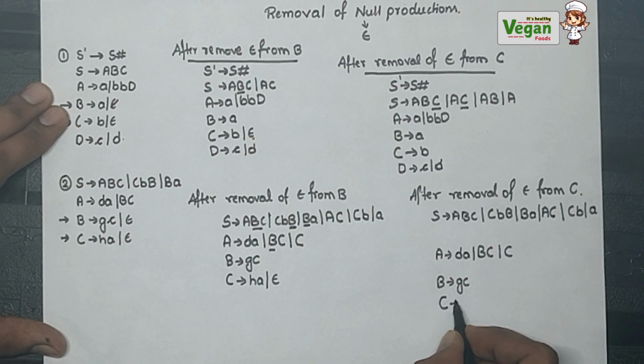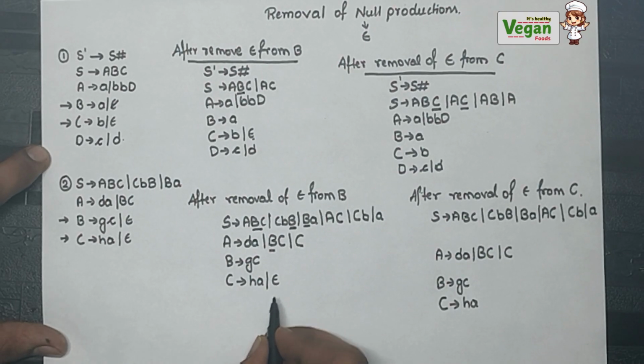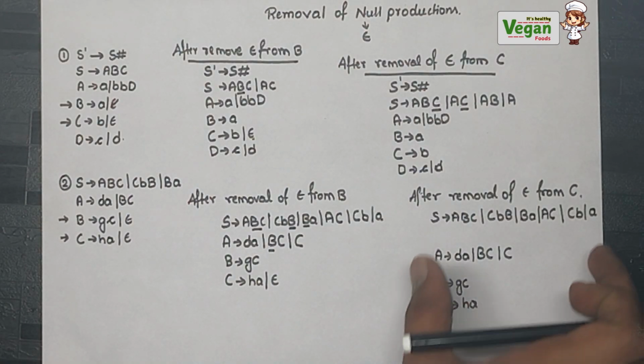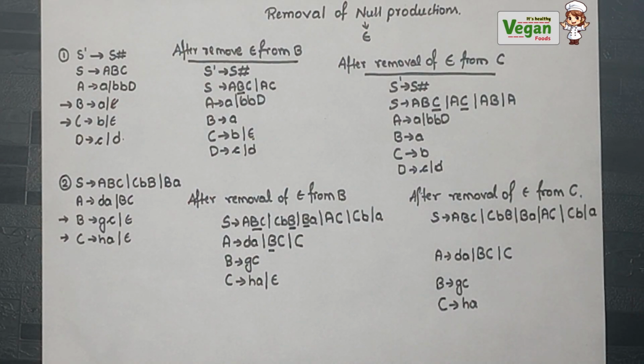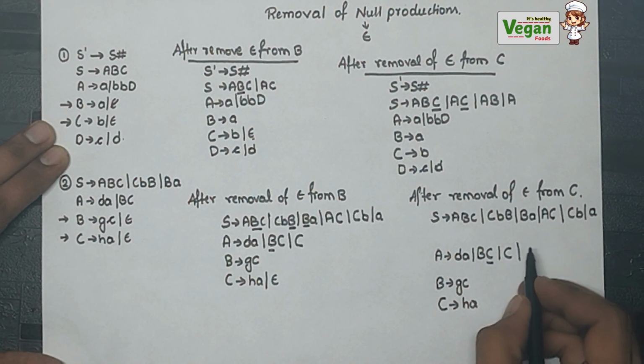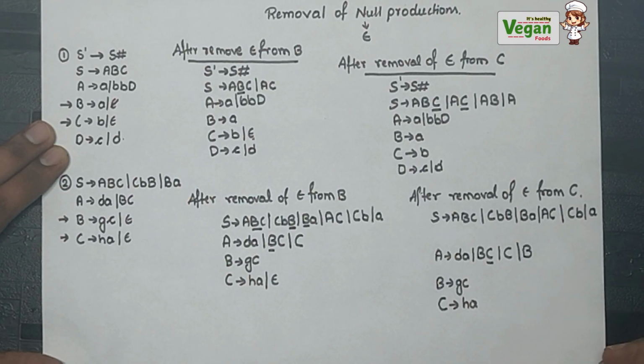Next capital letter C will be producing HA, and another projection is the epsilon. Since we remove the epsilon, only HA will be the projection which will be produced by the capital letter C. Now what you must do, after the removal of epsilon, you must search for the capital letter C in the right hand side. If you see in the right hand side, here capital letter C is there. If you remove the capital letter C, only capital letter B will be left.